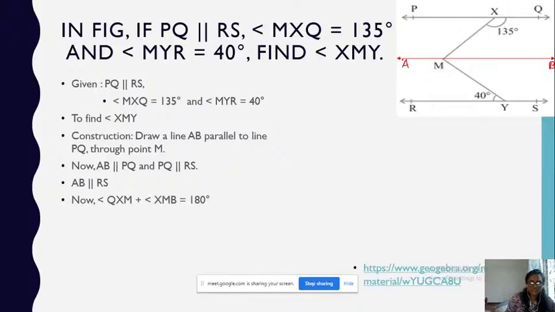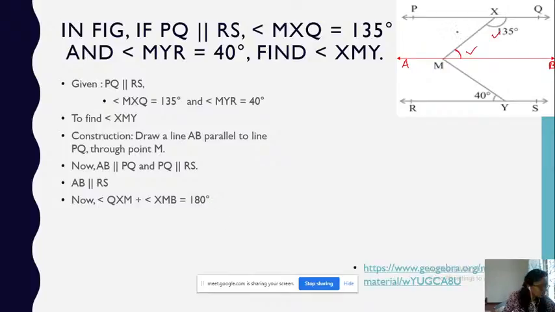Now we know that angle QXM plus angle XMB, these two angles, whichever way you use, it's the same. I have taken these two angles, QXM and XMB. What kind of angles are they? They are interior angles on the same side of the transversal and their sum is 180 degree. Do you remember that? If two lines are parallel, then every pair of interior angles on the same side of the transversal is supplementary. From that theorem, I am stating that angle QXM plus angle XMB is equal to 180 degree.